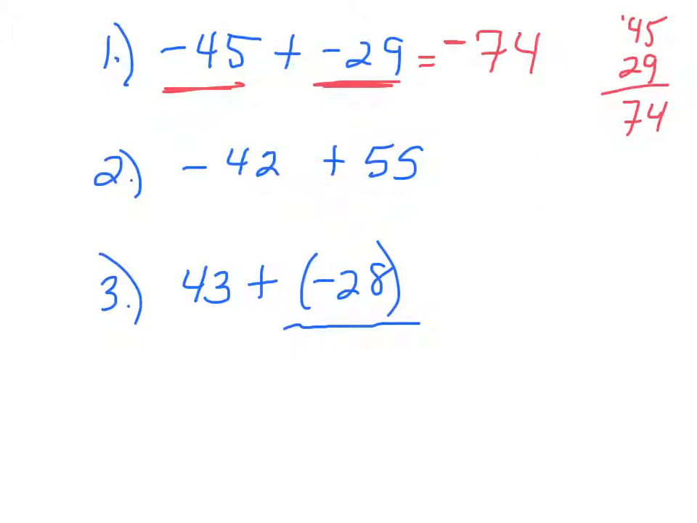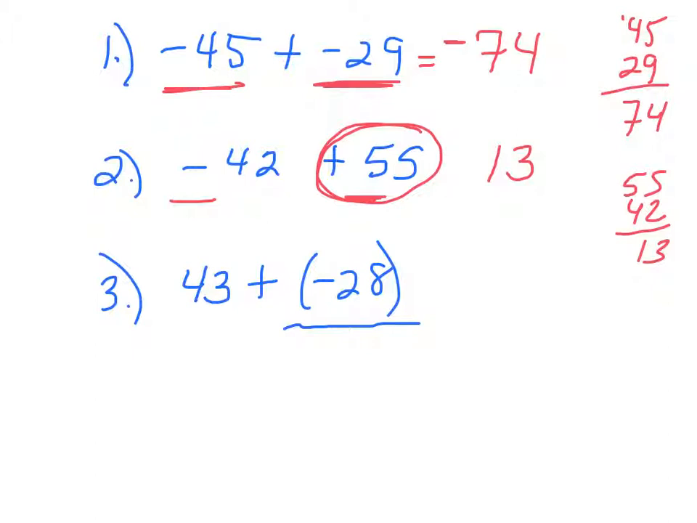Alright, problem number 2. I notice I have a negative and I have a positive number, so that means I need to find the difference between 55 and 42. So 55 minus 42 is going to give me a 3. So my difference is 13. And I have to decide if it's a positive 13 or a negative 13. This guy here is going to win out. He's positive, so my answer will be positive 13.